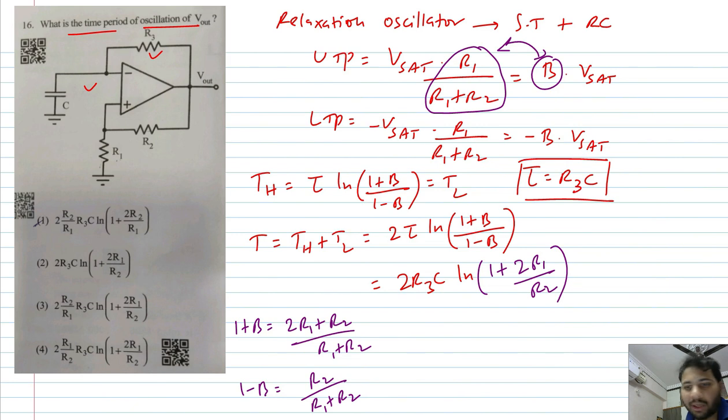There is the time period of the square wave that is obtained at the output. Remember, at the output you will get a square wave which switches between Vsat and minus Vsat. So now you just have to pick up the right option. 2R3C ln 1 plus 2R1 by R2, which is option B. Is that correct? 2R3C ln 1 plus 2R1 by R2. So it is option B. Okay.